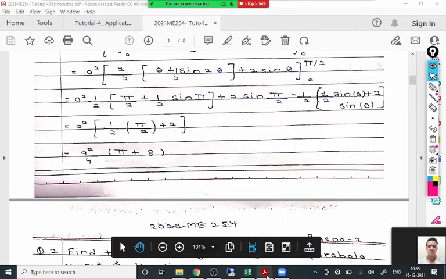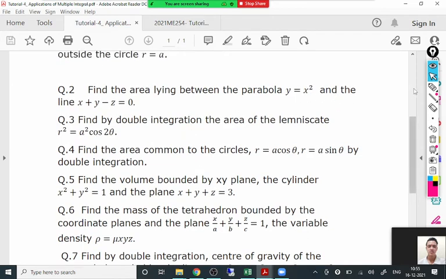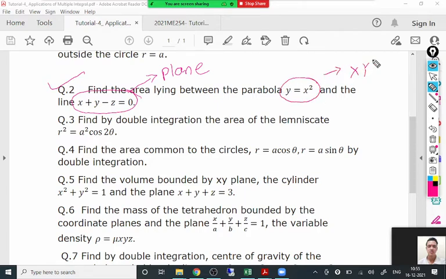Okay. Question number 2 is again on area, but this is the most common doubt many students asked on WhatsApp: sir, how can I draw this line? What is this line? Actually, you know the equation of a line in the xy plane only. This is the equation of a line in 3D, but actually this is not a line, this is a plane. This is some oblique plane which passes through the origin of 3D space. But our y equal to x square is a parabola in the xy plane, and we want the area between this parabola and this line.